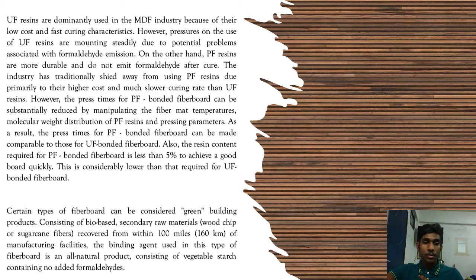Certain types of fiberboard can be considered green building products, consisting of bio-based secondary raw material, wood chip or sugarcane fibers, recovered from within 100 miles (160 km) of manufacturing facilities. The binding agent used in this type of fiberboard is an all-natural product consisting of vegetable starch containing no added formaldehyde.